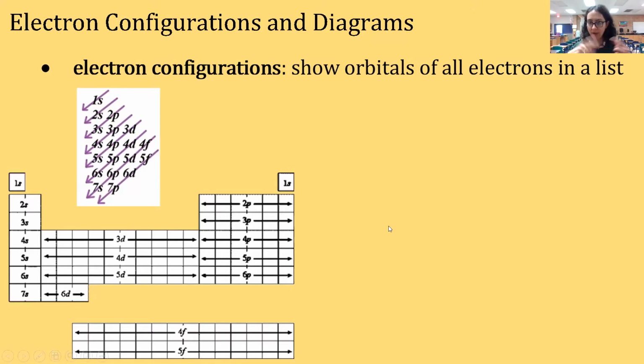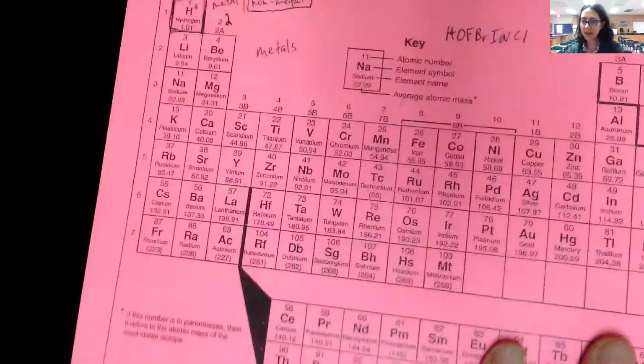The actual going through electron configurations and writing them, we're going to do again in the next video, but I do want to show you a little bit more about this. So I'm going to grab 2 things. I've got some models here for you and a periodic table. So we got our periodic table.